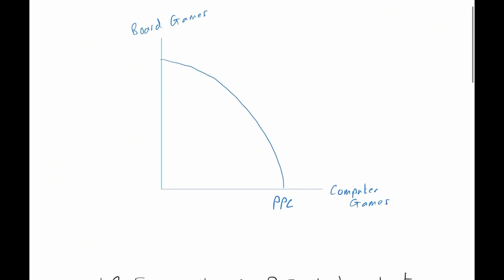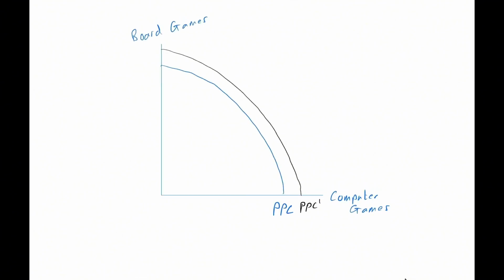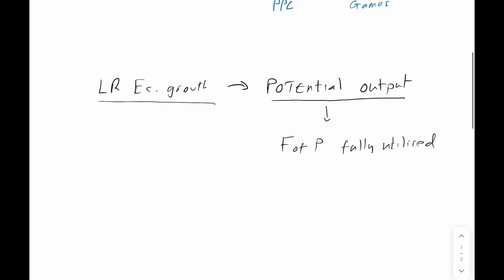And on a PPC, that is illustrated by an outward shift of the PPC curve from PPC to PPC1. Okay, so what about short-run economic growth? Short-run economic growth occurs when there's an increase in the actual output within an economy. Okay, so for an example, when we go over to macro, it would be an increase in actual GDP. GDP is a measure of output, okay?